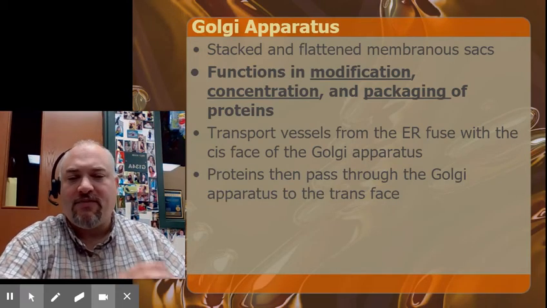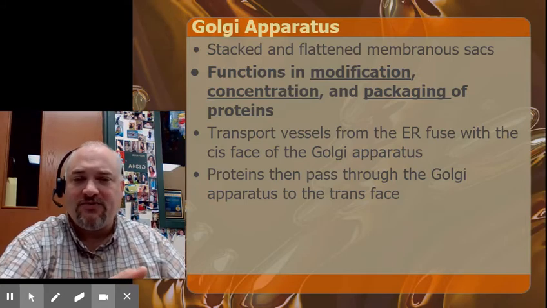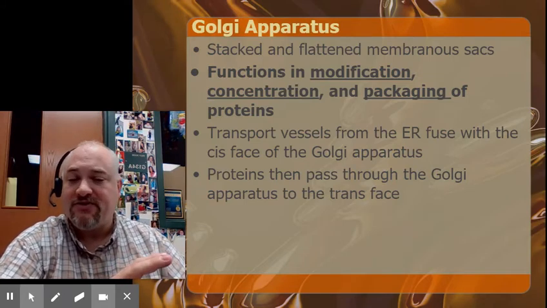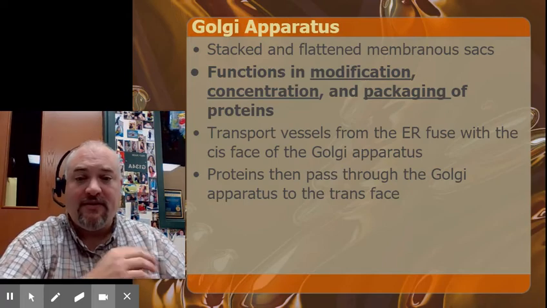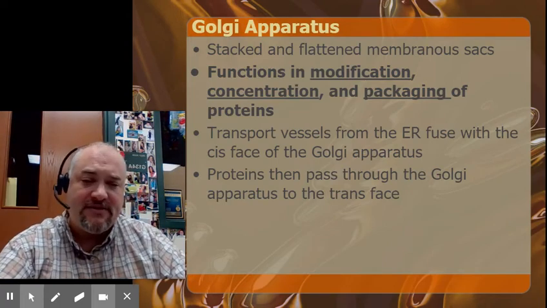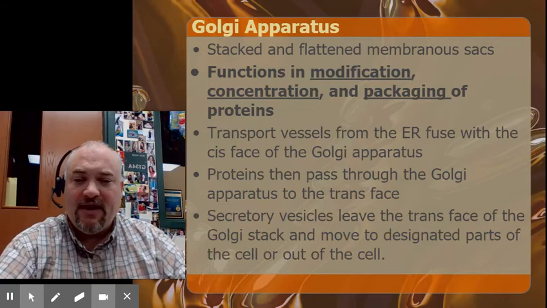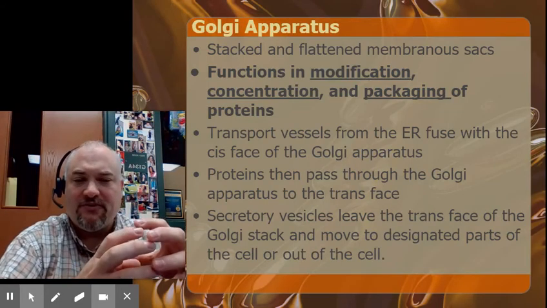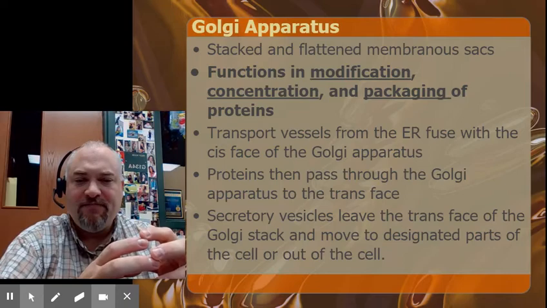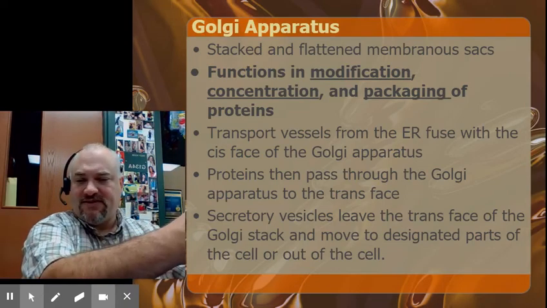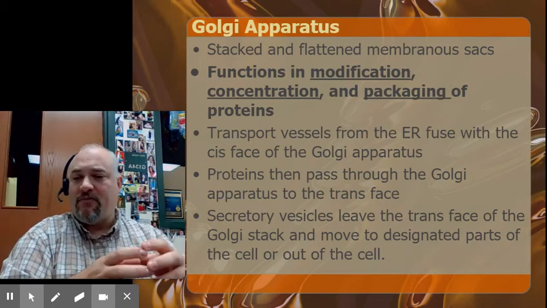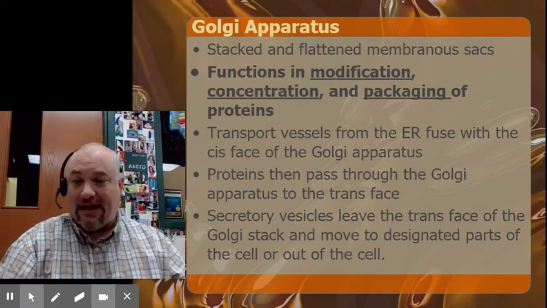The proteins and other products will pass through the Golgi apparatus where it's modified or packaged or concentrated, whatever it is it needs to do in there, to the trans face or the far face of the Golgi, the face closest to the cell membrane. And then little vesicles will bud off from that trans face and move to different parts of the cell where they're needed, or to the cell membrane so we can release them out into the world.